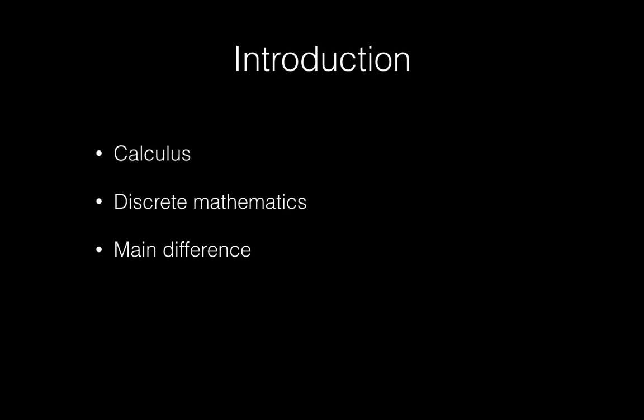The main difference between calculus and discrete mathematics is the variables, or the type of data which we study in these two fields. In calculus, all of our questions and all of our numbers and data are in continuous form, and in discrete mathematics we study them in discrete form. So that is the main difference between calculus and discrete mathematics.